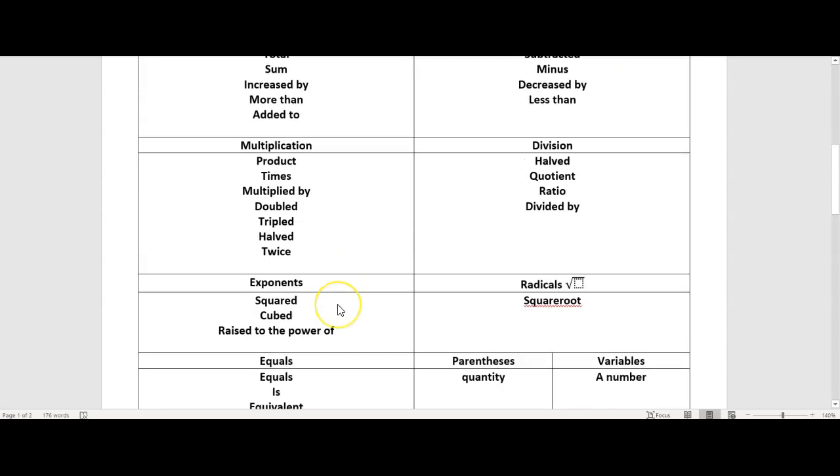If we move on to exponents, you may see words like squared, cubed, and raised to the power of. For radicals, I think the only one you've really talked about so far in your mathematical journey up to this point is square root. Equals, we have equals, is, and equivalent.